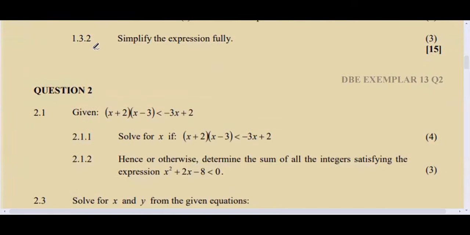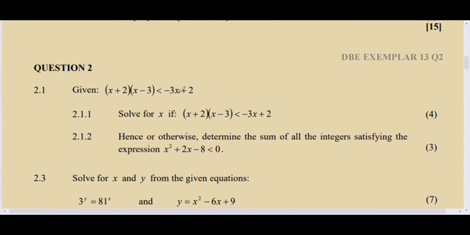So let's tackle question 2 now. We are given x plus 2, in brackets, x minus 3, less than negative 3x plus 2. It says solve for x if this is less than that. So for this one, we must solve for x.